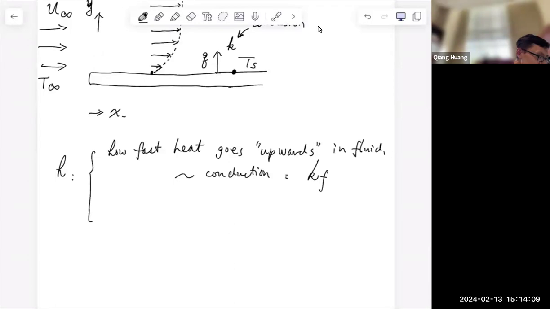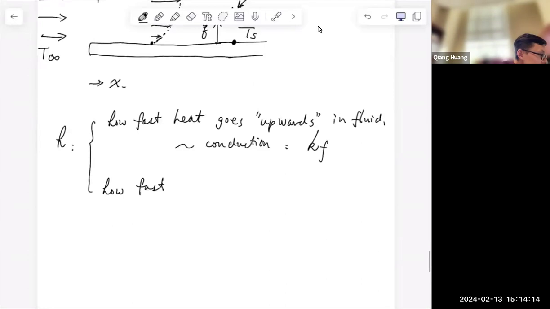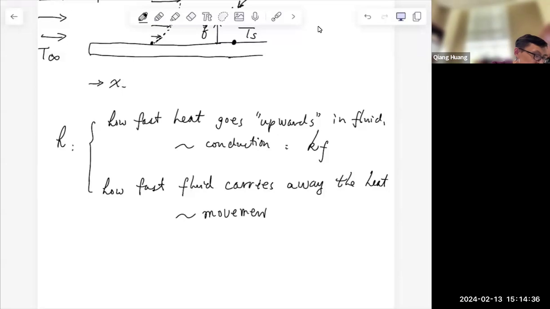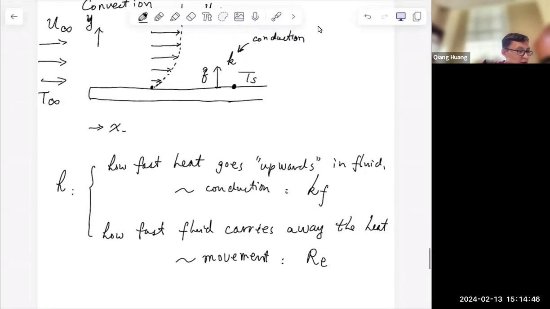And in addition, this convection coefficient also depends on how fast the fluid carries away the heat. So how fast the flow moves. And this is actually by movement. But movement is everyday language. In chemical engineering, we use the Reynolds number to describe the fluid flow.